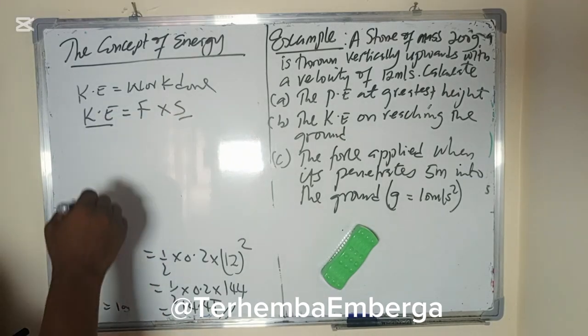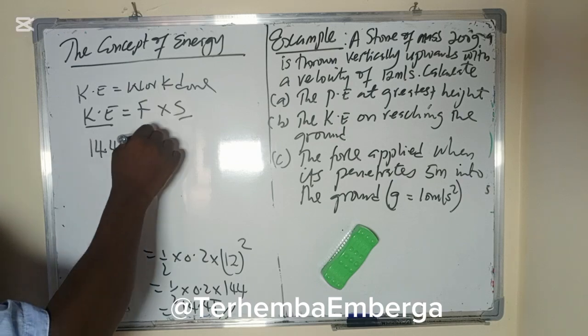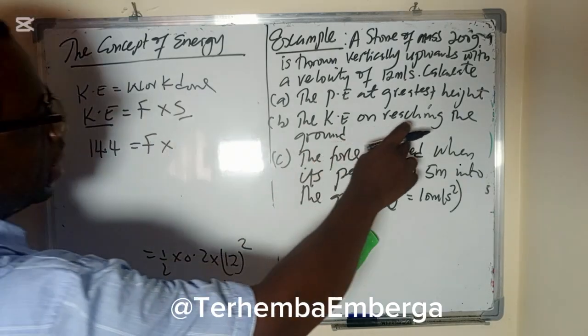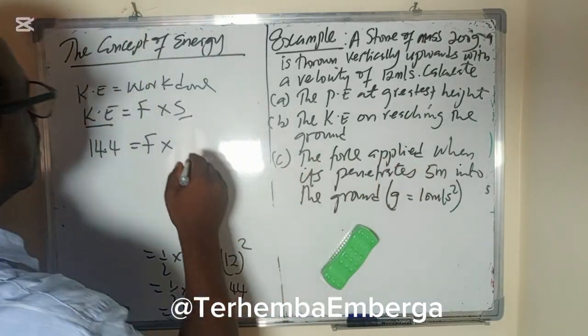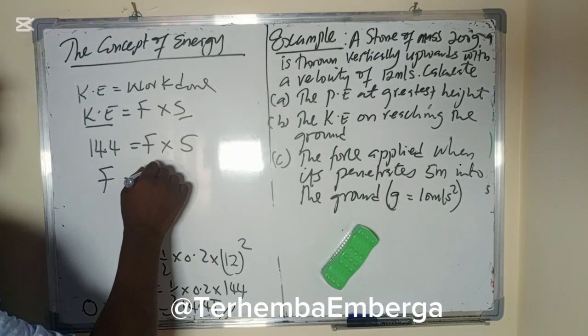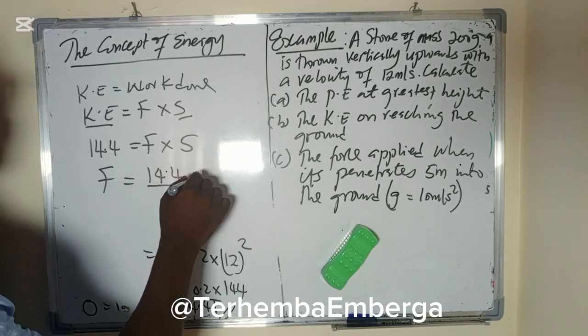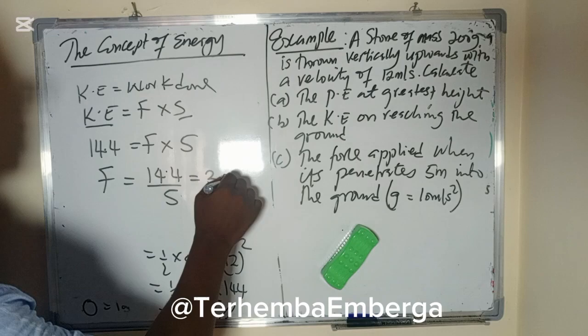This kinetic energy is what we calculated as 14.4, equal to force times the distance, which is given as 5 meters. So we can say that F is equal to 14.4 divided by 5, and that should give us 3 newtons.